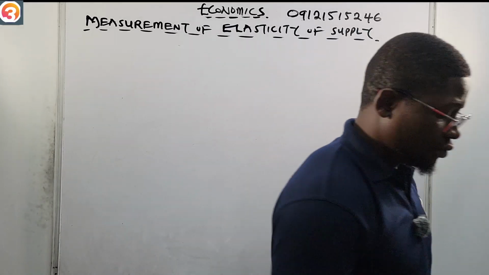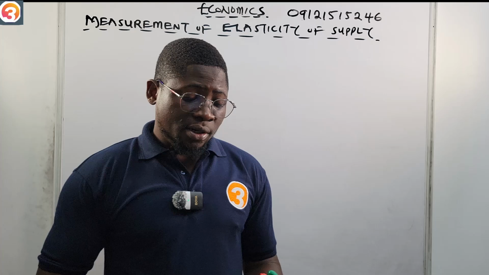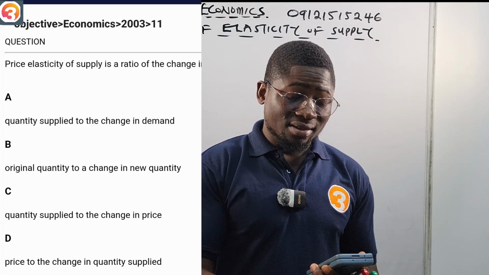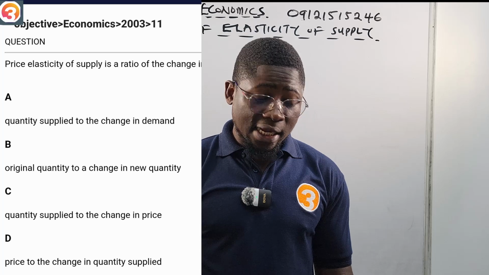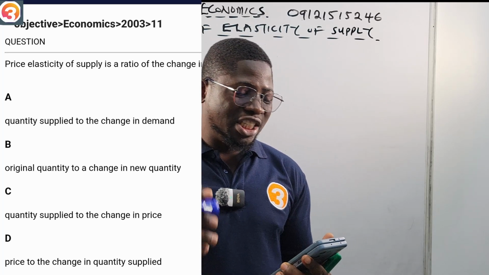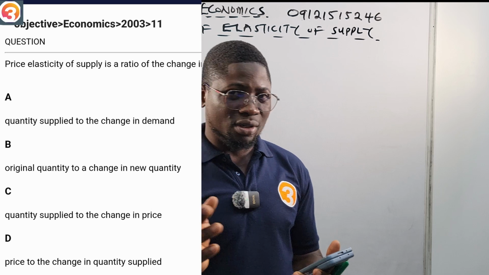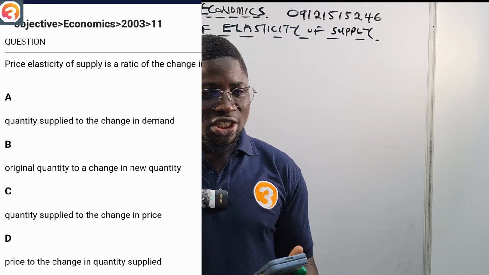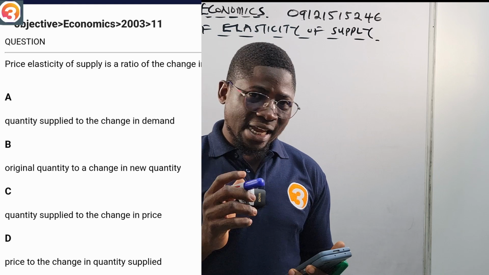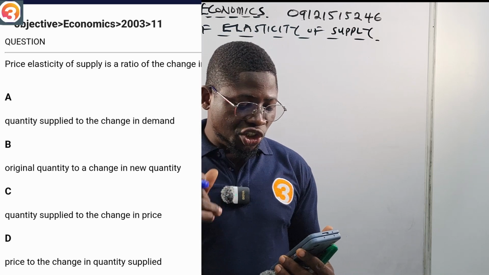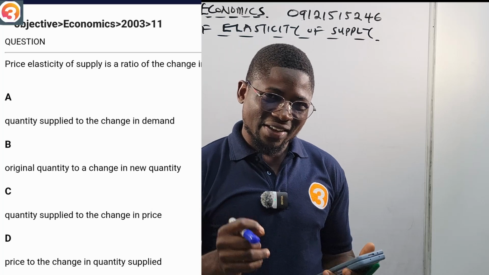So let us see the first question here. It says, 2003, number 11: the price elasticity of supply is the ratio of the change in what? A says quantity supplied to the change in demand. Is it demand? No, it's change in price. Change in quantity supplied to the change in price. So A is very wrong. B says original quantity to a change in new quantity, which is very, very wrong.